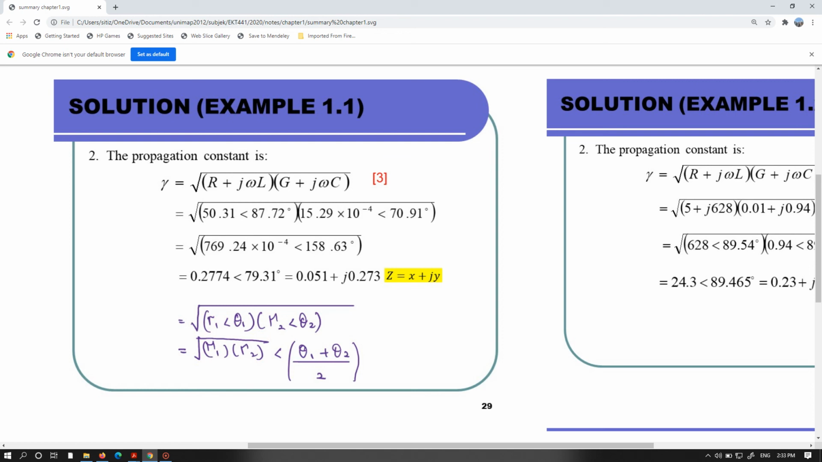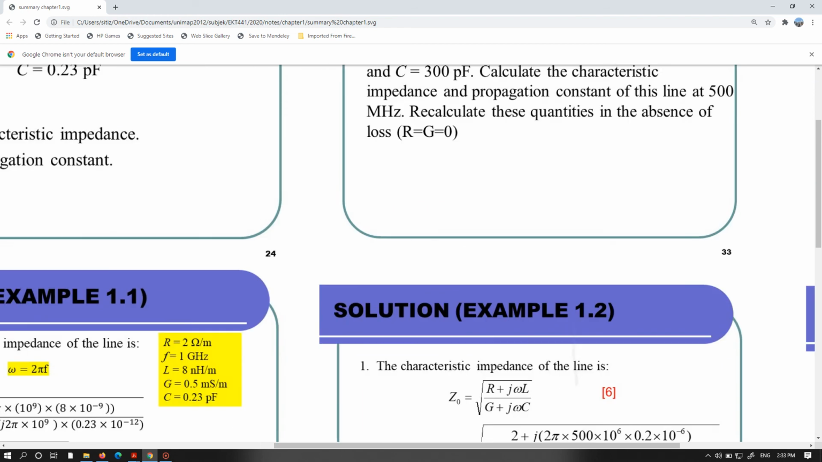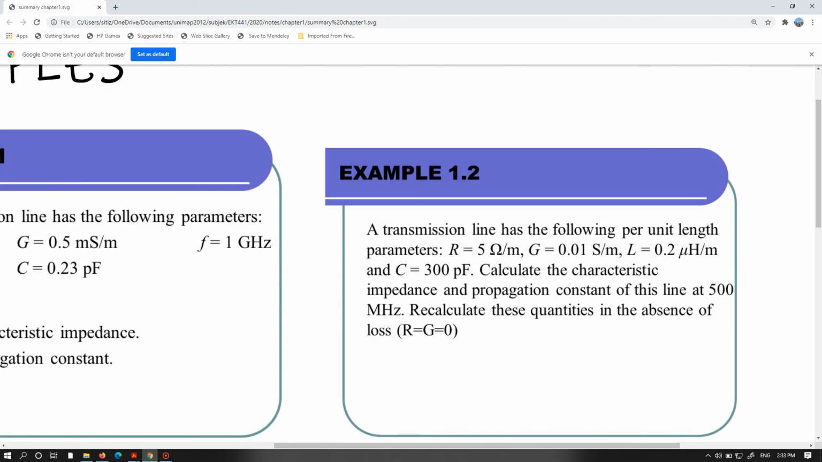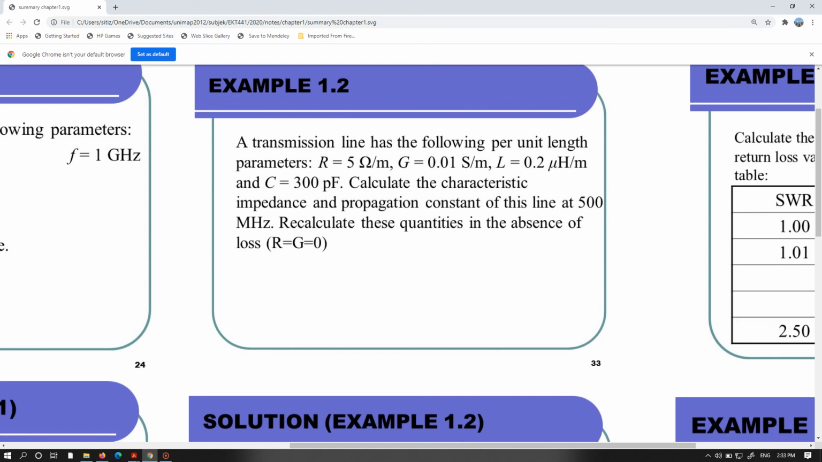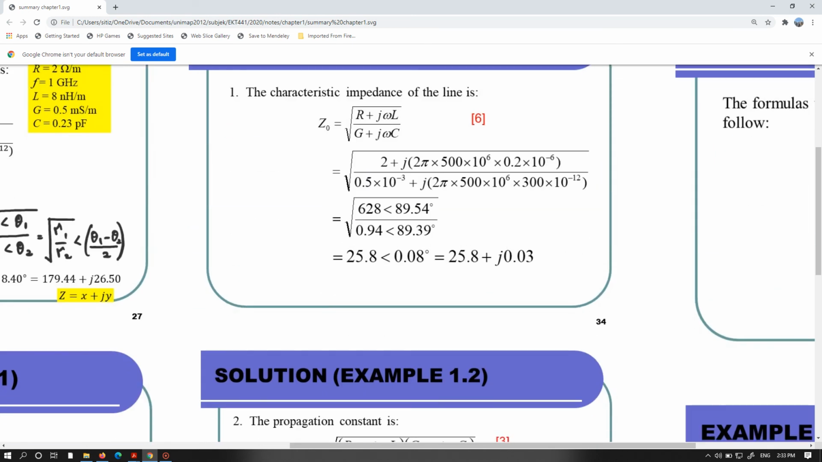So you have to know how to convert to Cartesian, how to convert to polar form, and how to do the complex number operation. Okay. Second question. The second question, example 1.2, is similar to example 1.1. In this example, you have to compare the values of the characteristic impedance and the propagation constant between lossy and lossless conditions. So this one is also very straightforward.